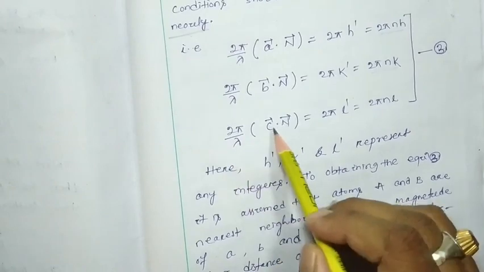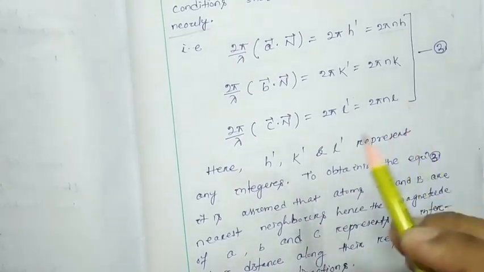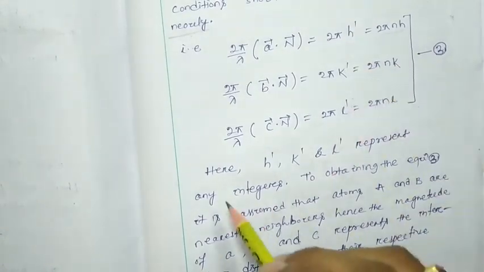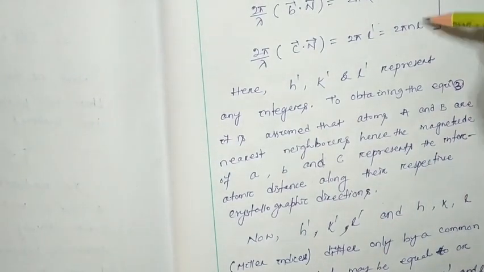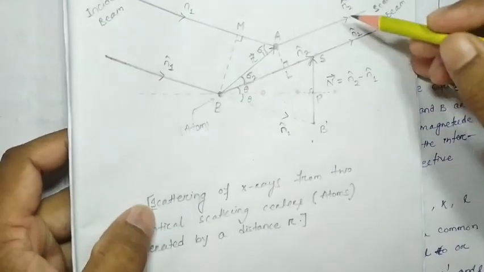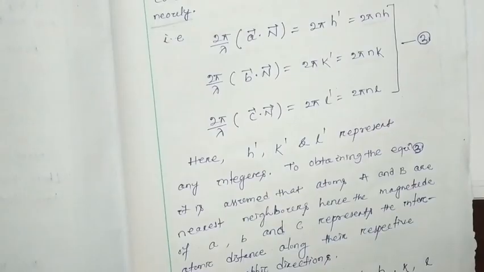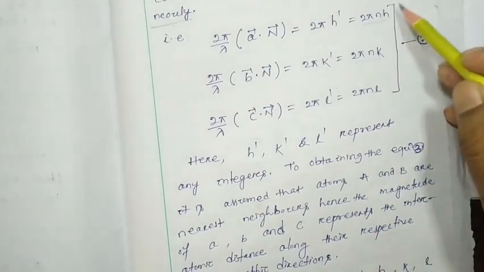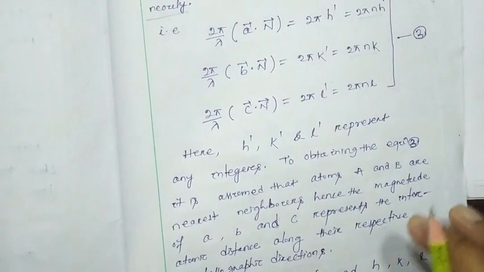So 2π/λ, C·n equal to 2πl' equal to 2πnl. Here h', k', l' represent any integers. So these are the conditions. If we find these, then we can say that these two rays constructively interfere with each other. These equations are all named as equation number 3.